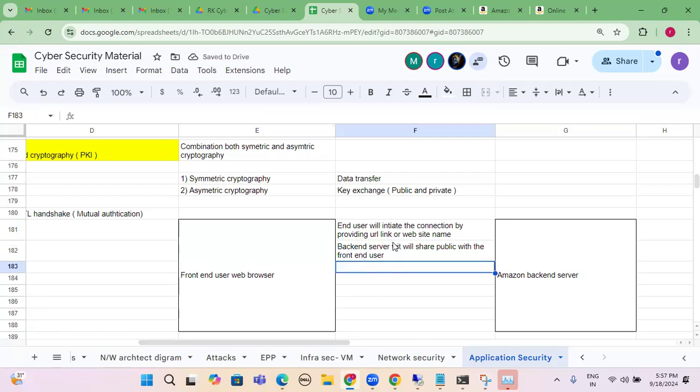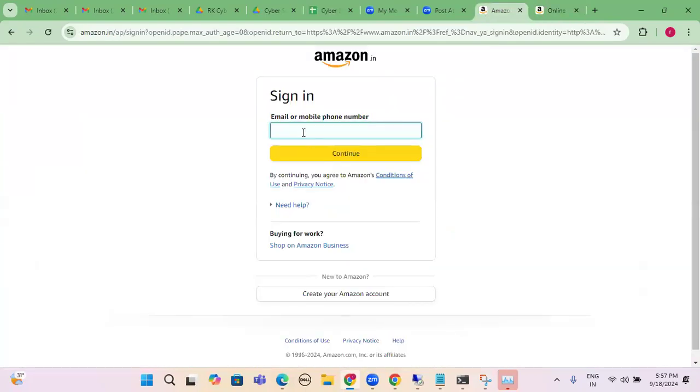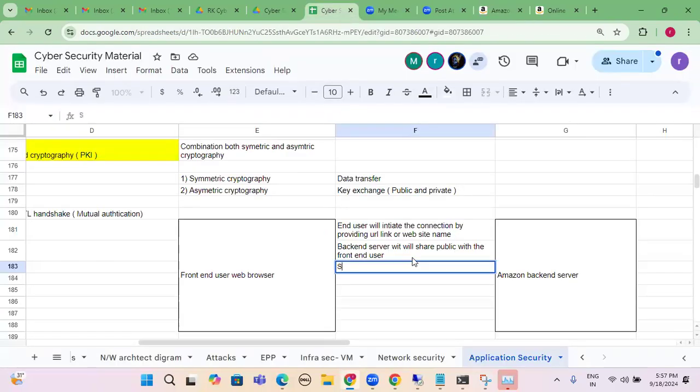Now, the third step: what exactly will it do? Whatever I'm entering, for example here I'm entering my clear text and plain text data, for this it will use symmetric keys for data transfer. So the data can be stored, and it can be encrypted using that key. Symmetric keys can be used for data transfer.